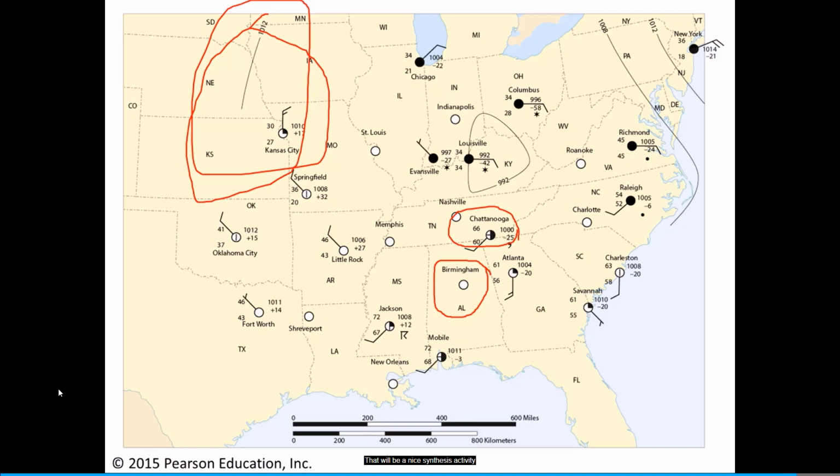That'll be a nice synthesis activity that'll tie together all these different forms of knowledge in one graphical output. And then once you've made that map, you'll use that map along with the assumption that the cyclone is moving to the northeast, as they usually do, to make a weather forecast for several different locations.